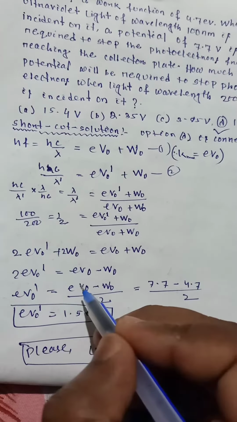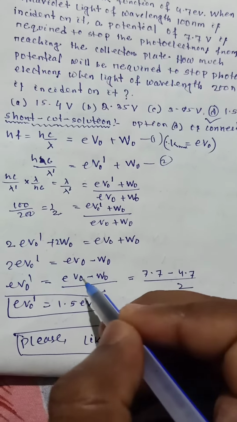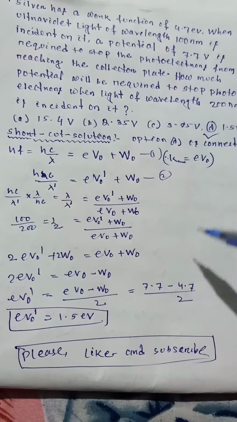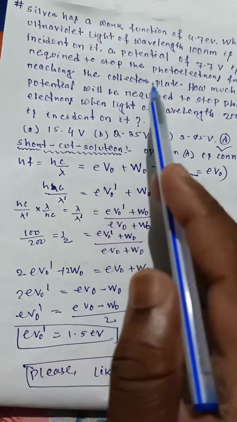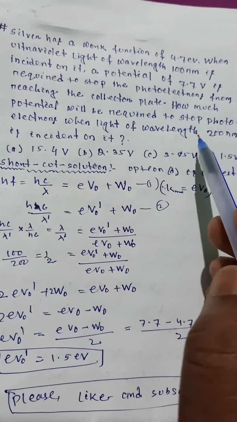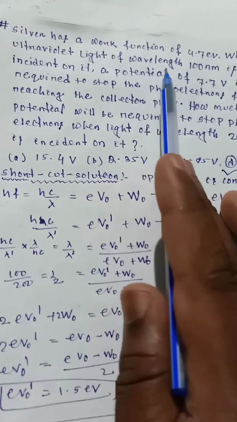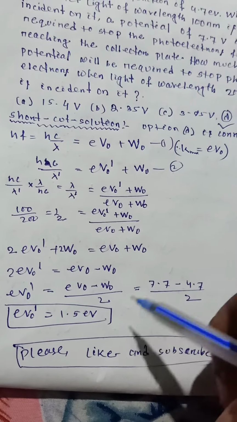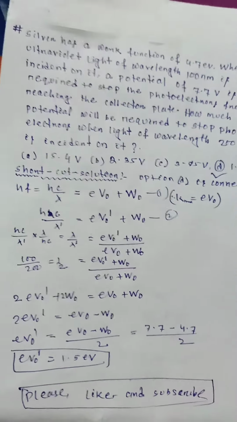So eV prime is equal to, now dividing by 2 here, eV naught, which is the potential 7.7, minus the work function, which is 4.7. Here the work function is 4.7. So we get eV prime is 1.5 electron volt. That means option D is correct.